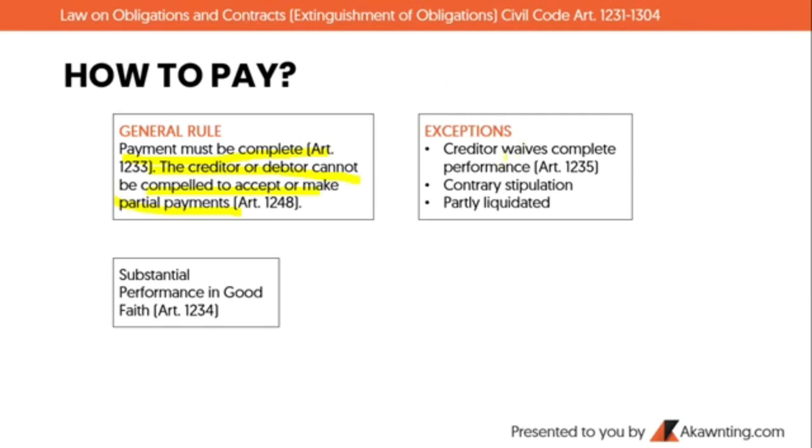First is when the creditor waives complete performance. So, mamaya explain natin yan. Pangalawa is if there is a contrary stipulation, what if yung pagbabayad pala ay via installment? Okay? And lastly, if the debt is partly liquidated only. So, malamang part lang din nung debt ang pwede mong mabayaran kasi part pa lang nung debt yung na-determine yung value, di ba? Yung amount.